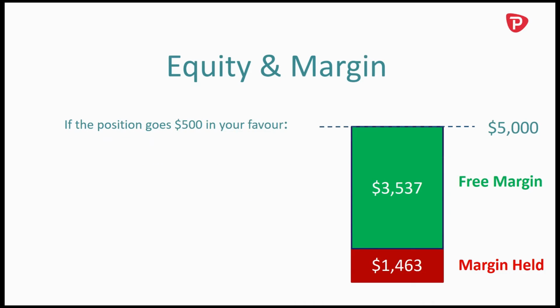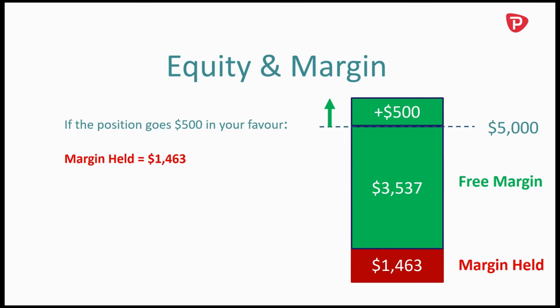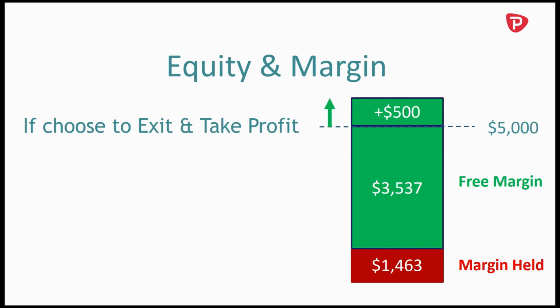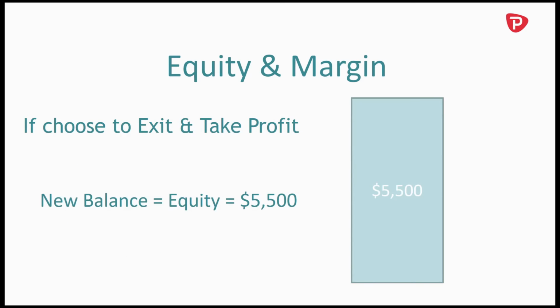So let's now take a look at what happens if the one lot of Great British Pound US dollar we traded goes $500 in our favor. At this point, our margin held will still remain the same. However, our free margin would go up to $4,037, and our equity would go to $5,500. So if we chose to exit and take profit at this point in time, we would have a new balance of $5,500.